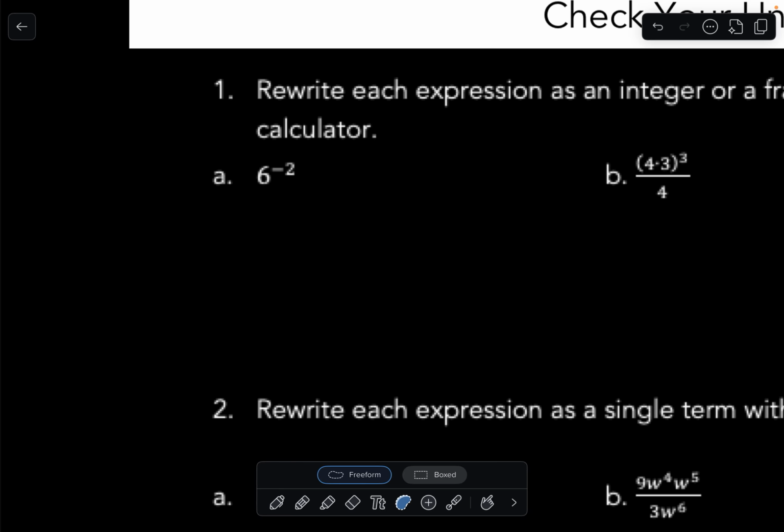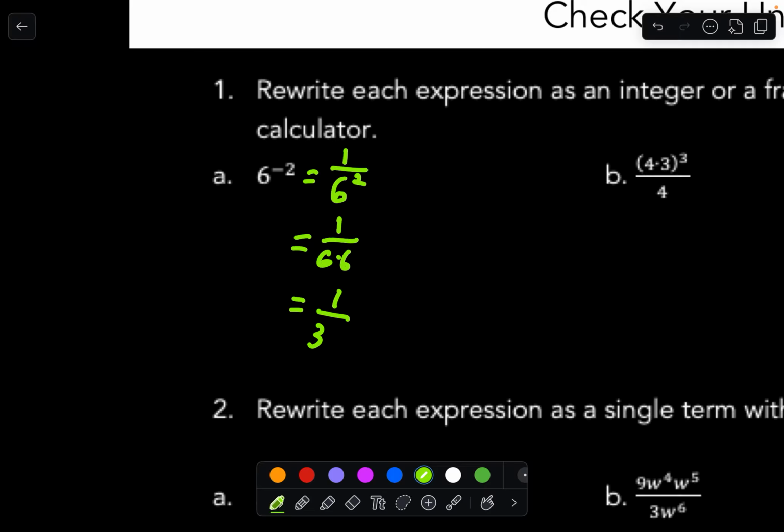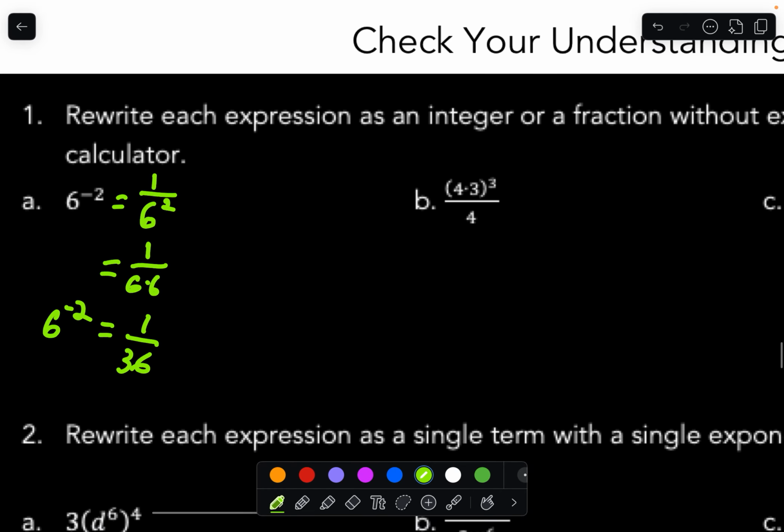For example, 6 to the negative 2, you should instantly recall that, hey, you have a negative exponent. The 6 is sad and depressed. It wants to move. It's at Bullard, and it wants to move to Memorial. And once it moves, it's positive. So it's 1 over 6 squared. And 6 squared is 6 times 6, which is 1 over 36. So 6 to the negative 2 is 1 over 36.